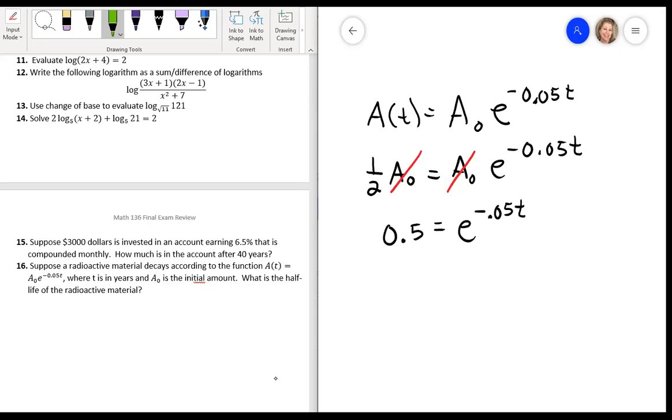And then this is exponential, but I can't solve it exponentially because there's no way to make base e into a base 5. So we're heading to log land. Since this is base e, I'm going to have to go with the natural log, which is base e, really invisible. You'll take the natural log of the 0.5, and then that's going to equal the exponent of negative 0.05t. And then you'll just divide both sides by negative 0.05.